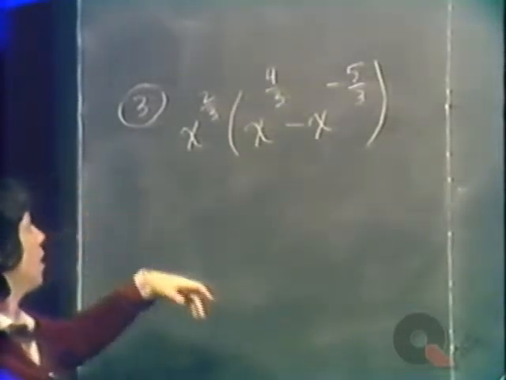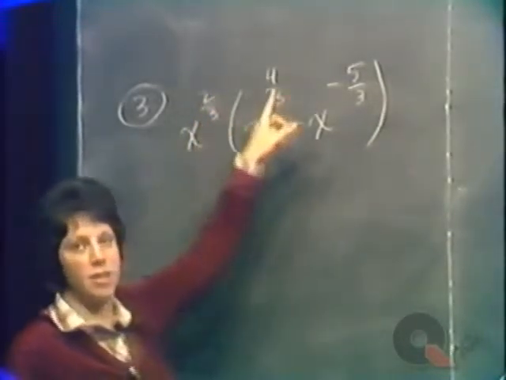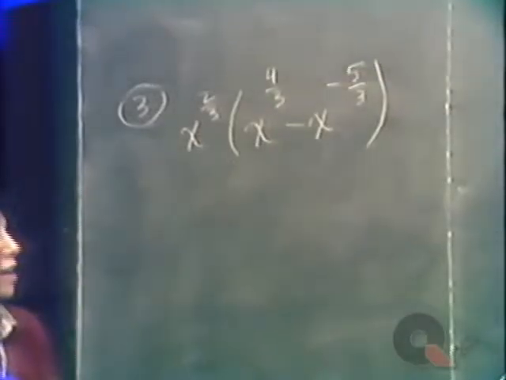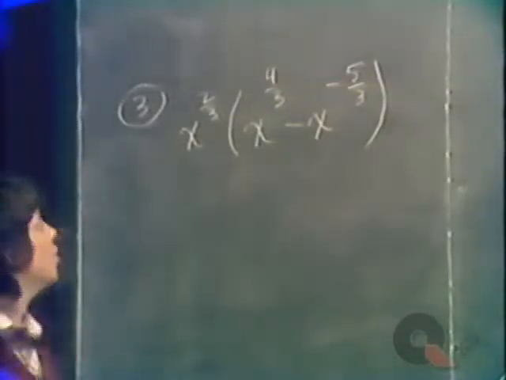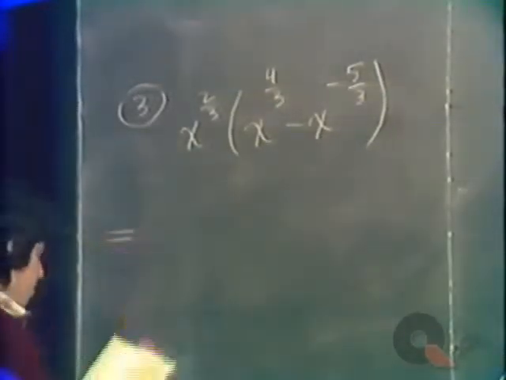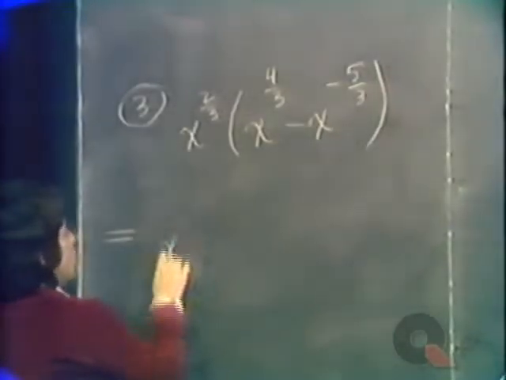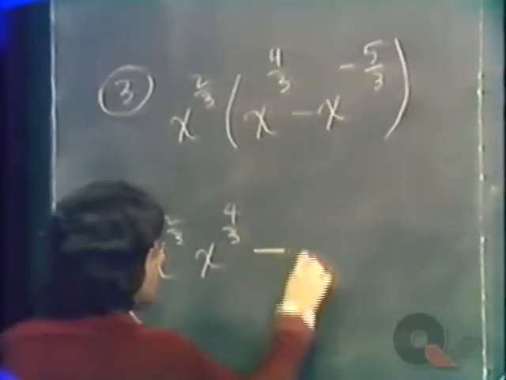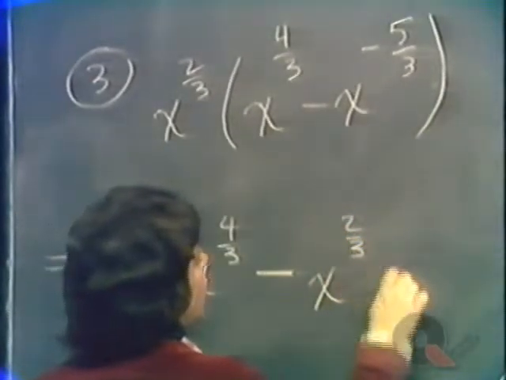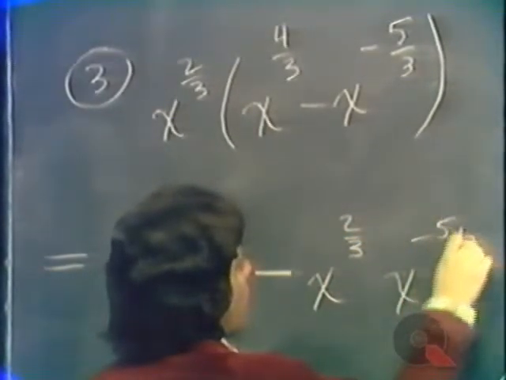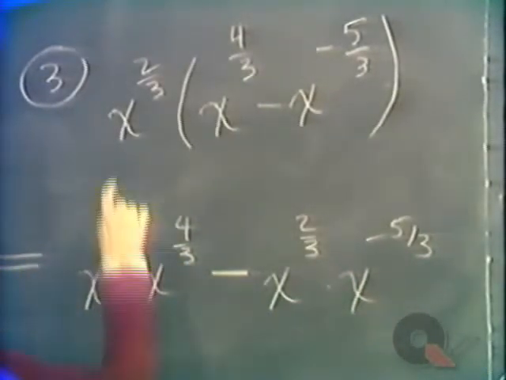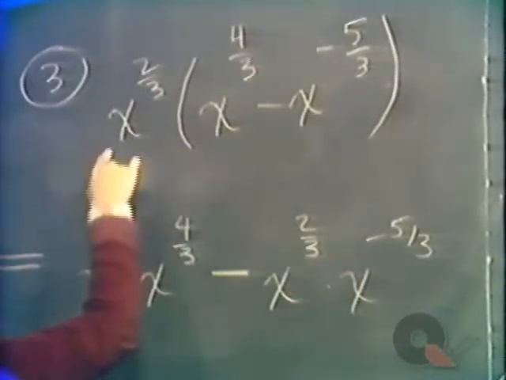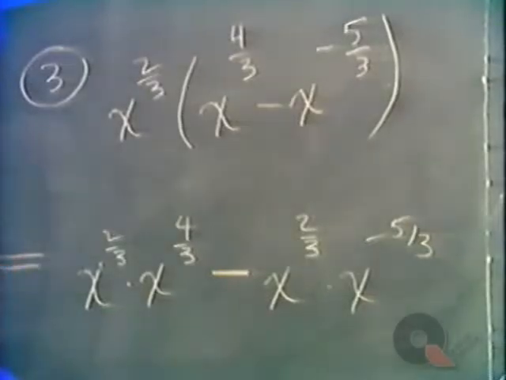And we're multiplying, say, x to the a times x to the b. We're going to add the powers. We're not going to let the fact that they're fractions or negative bother us. Okay? So we're going to get x to the 2/3 times x to the 4/3 minus x to the 2/3 times x to the minus 5/3. Just the distributive law. This times this minus this times that.